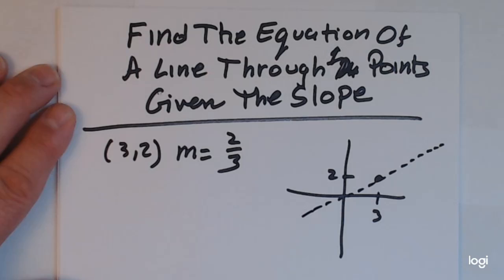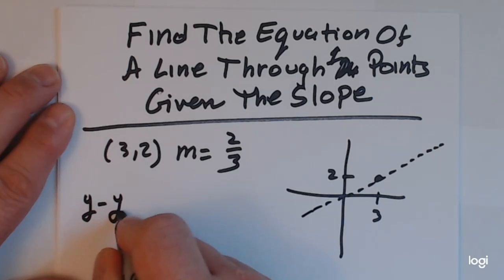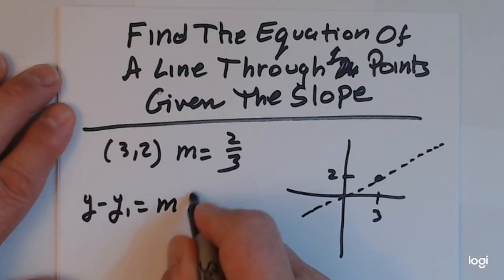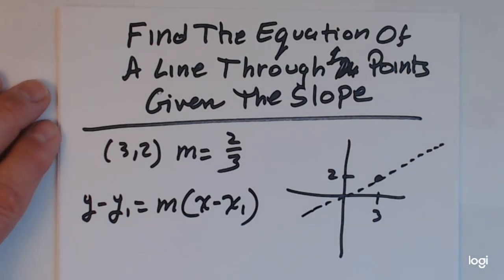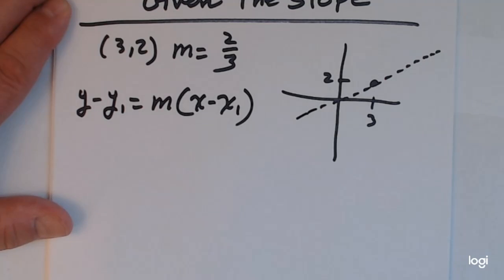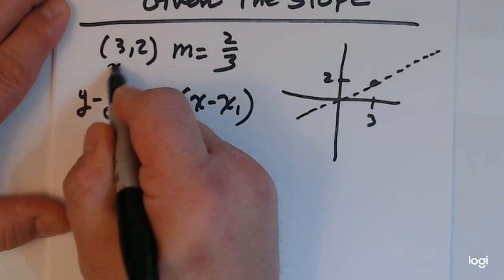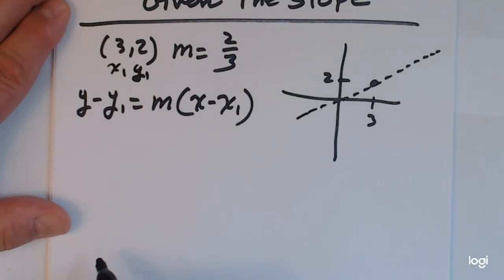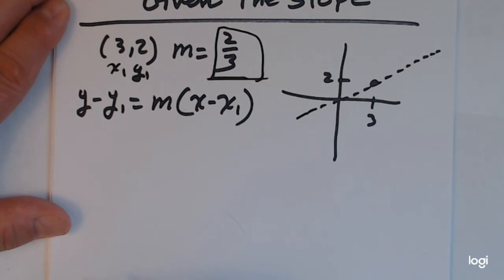We have point slope form, which is y minus y sub 1 is equal to m times x minus x sub 1. And we're going to use that to our benefit here. So here's x sub 1, and here's y sub 1, and here's our slope. So let's see what happens here.